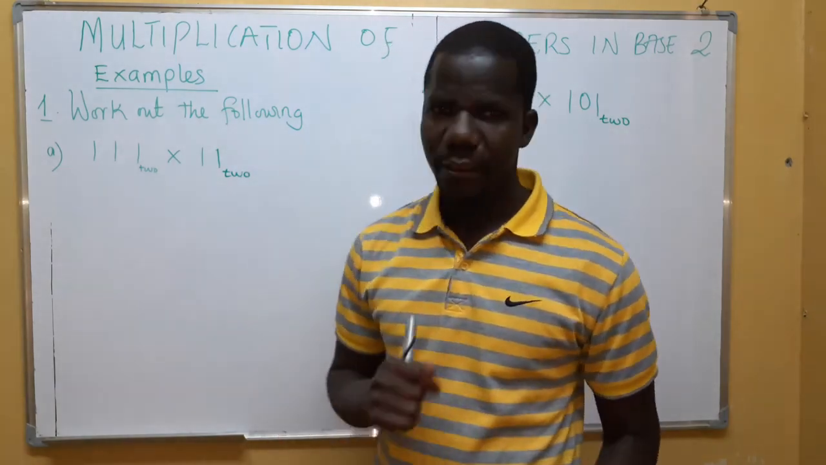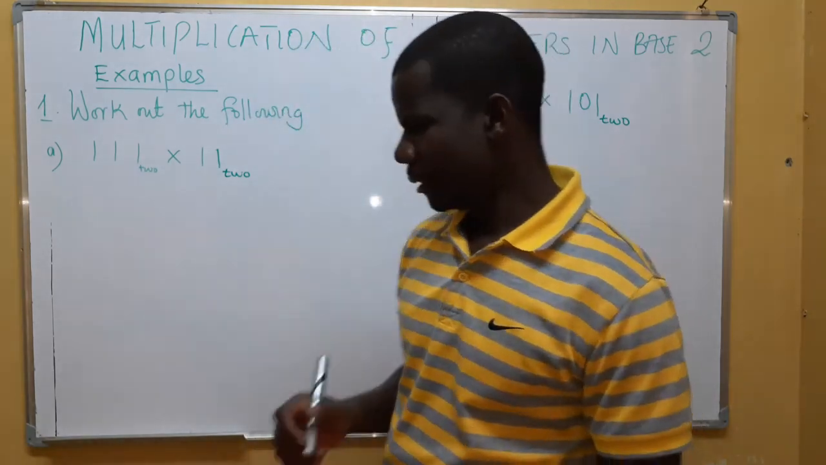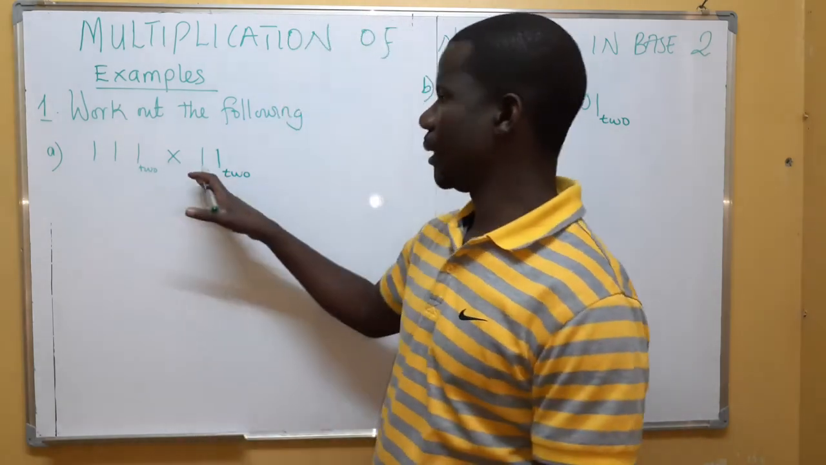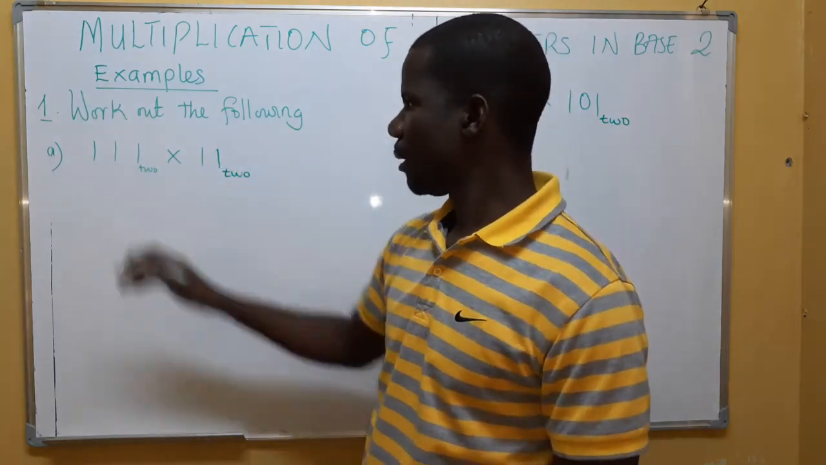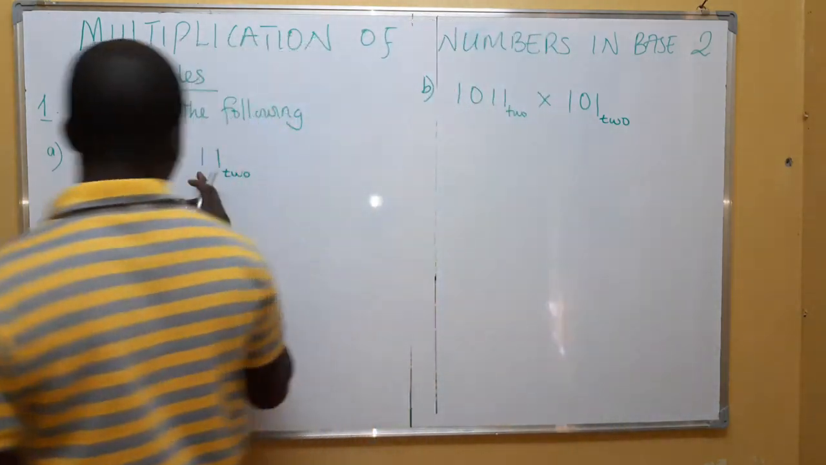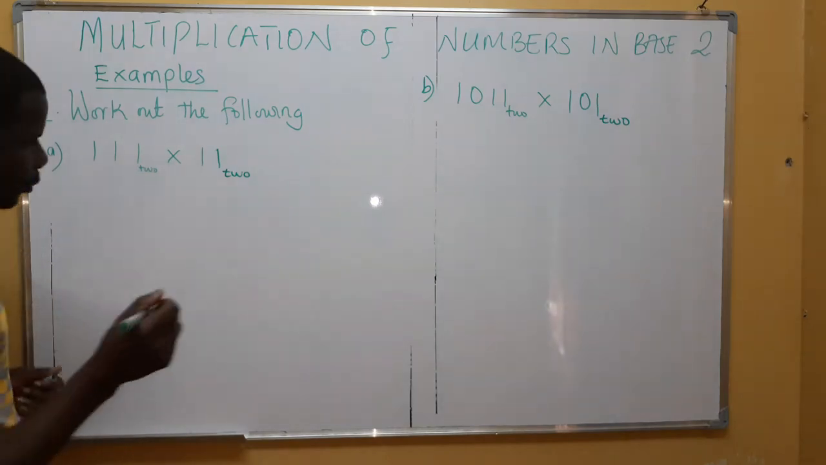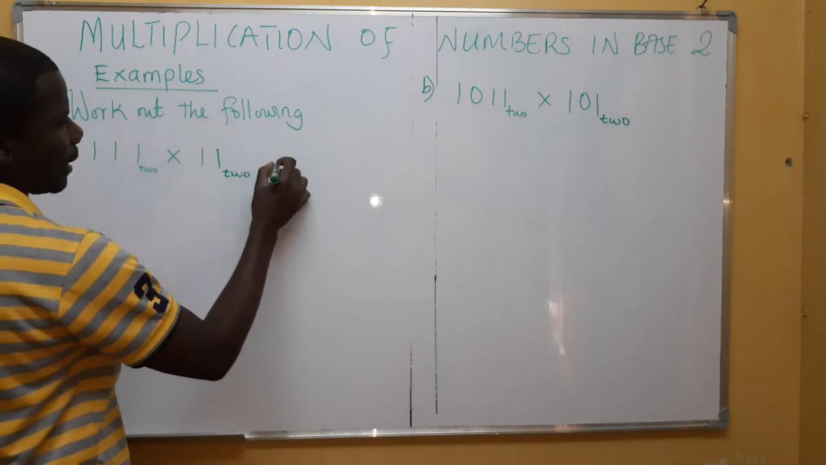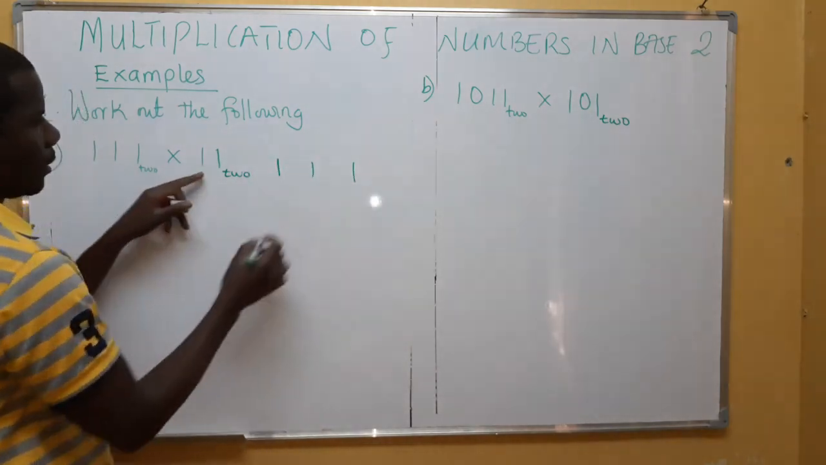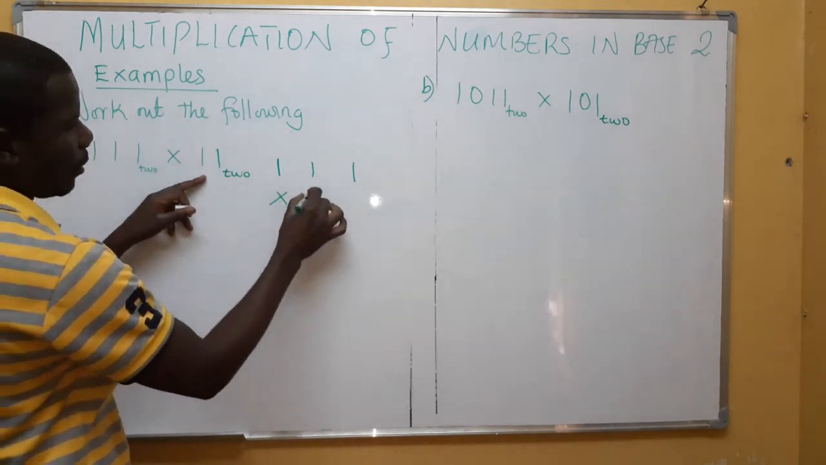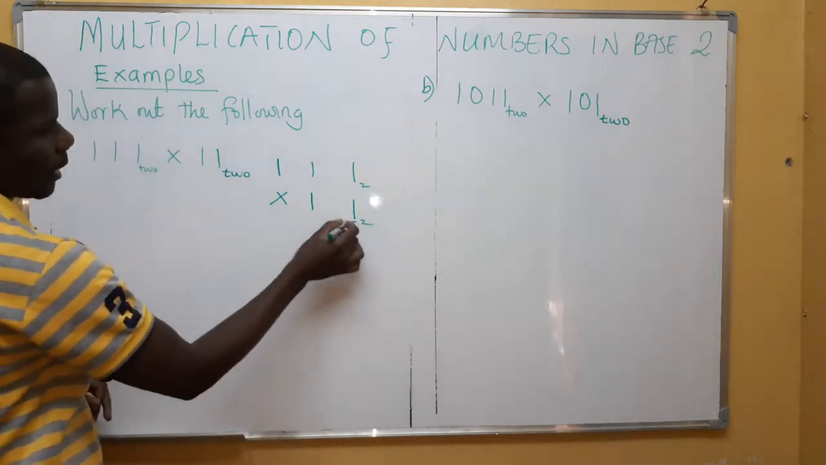So let us begin and see what we are supposed to do in order to multiply numbers that are in base 2. We can begin with this one. As you can see, this is base 2 and base 2 here. So 111 in base 2 multiplied by 11 in base 2. How do we multiply? So we're going to have 111 multiplied by 11. This is in base 2, don't forget.